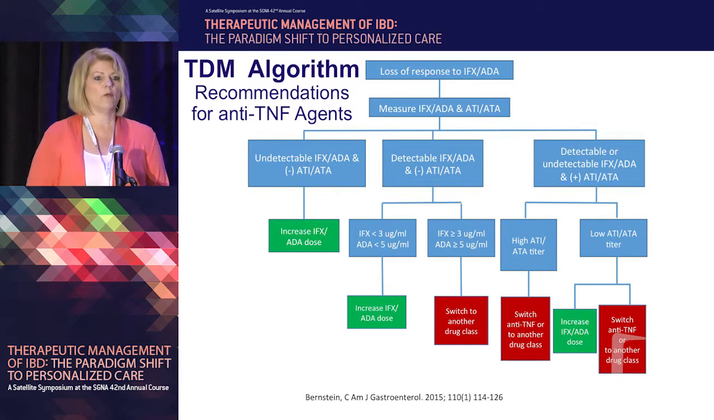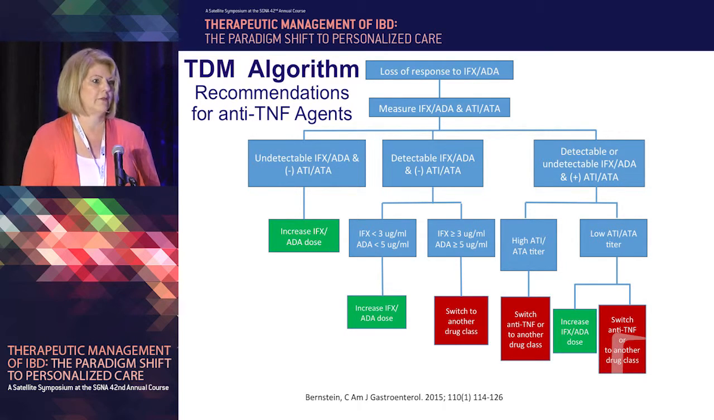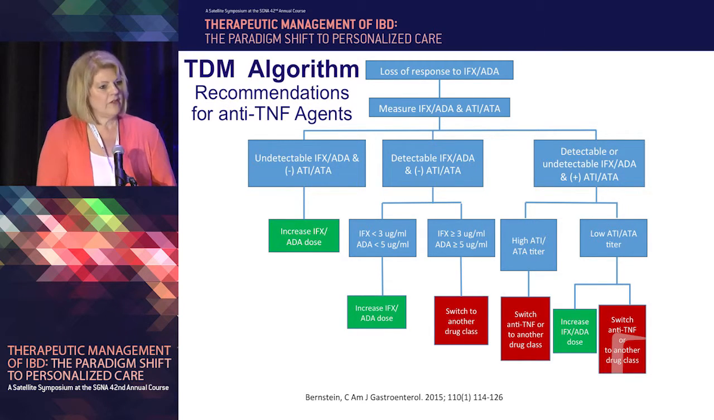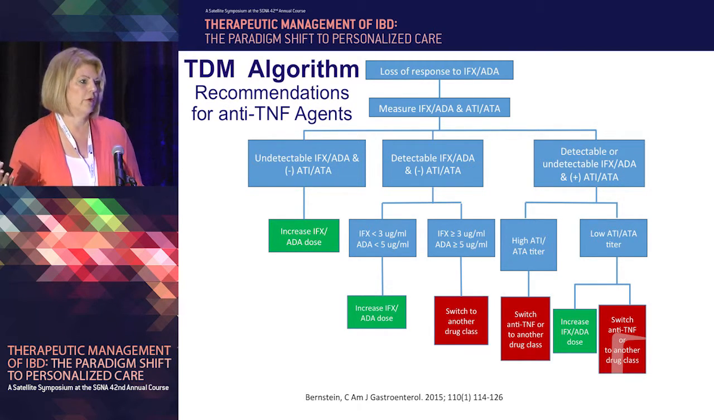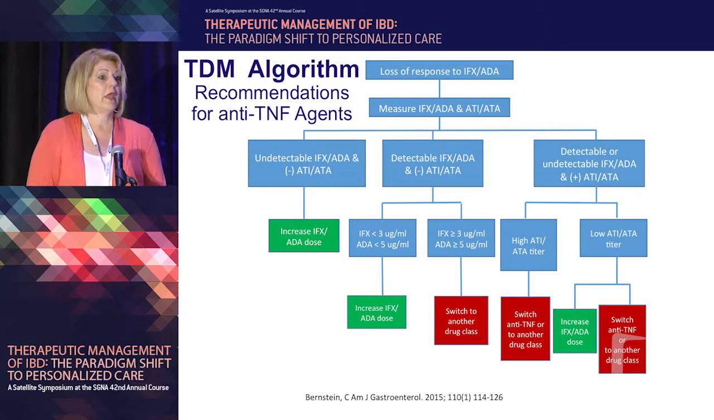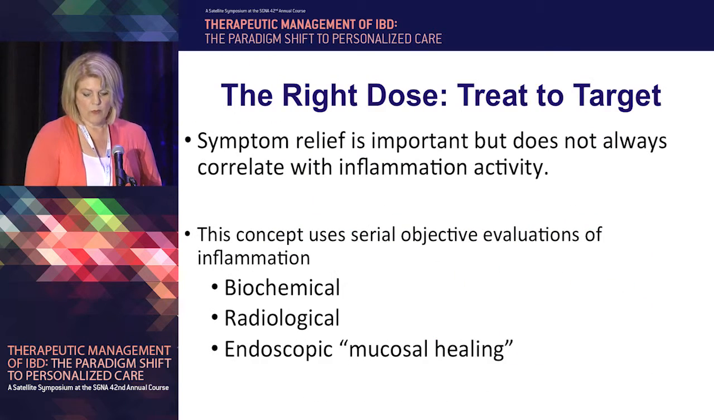So there are algorithms that are there to help us determine the right level of drug, or if we know a drug's not going to work, then we've got to switch to another class within the biologics. If the anti-TNFs aren't working, then we've got to switch over to certolizumab, the anti-integrins. So right dose, treat to target.